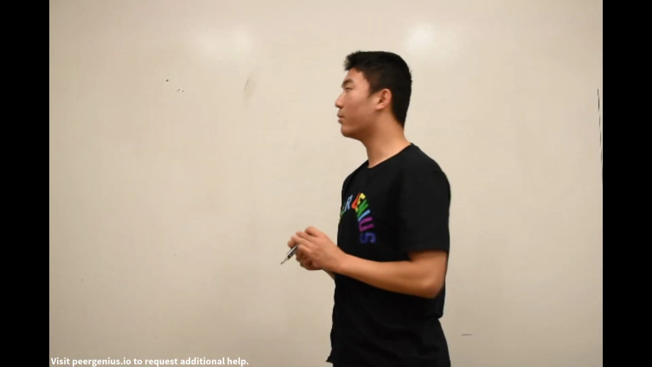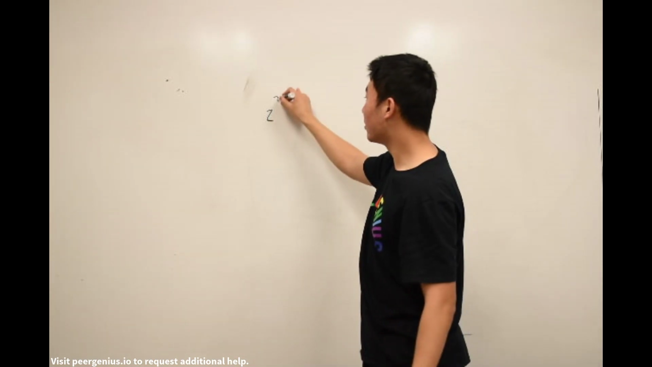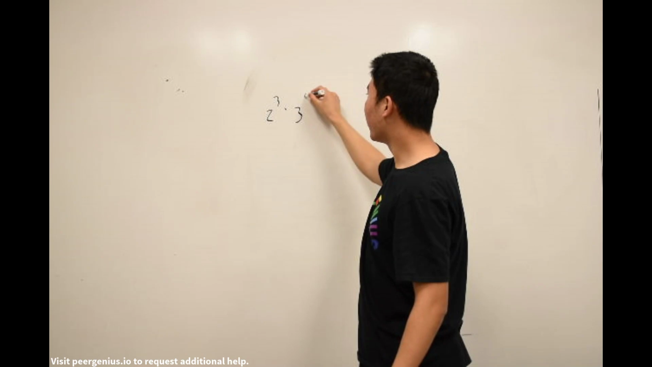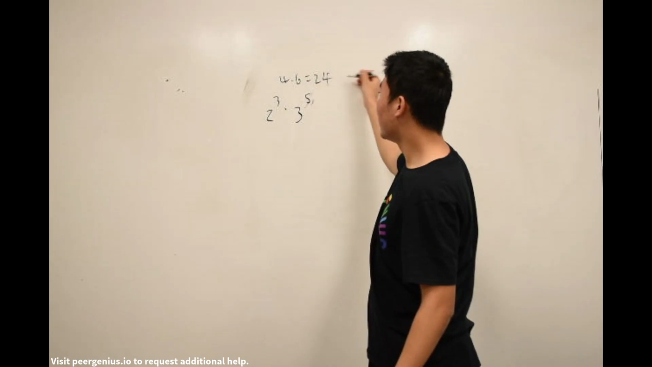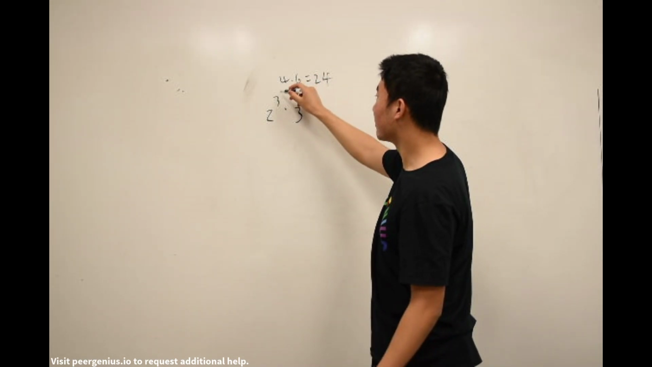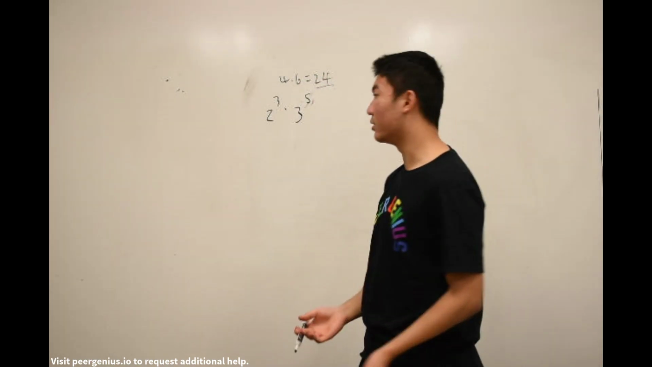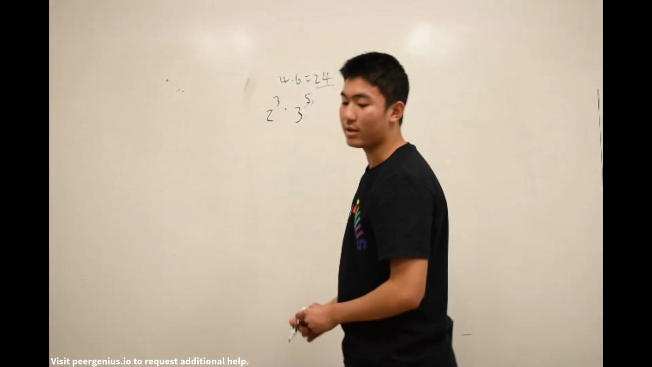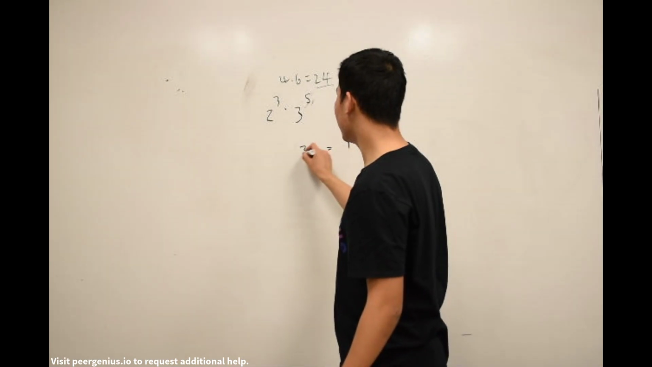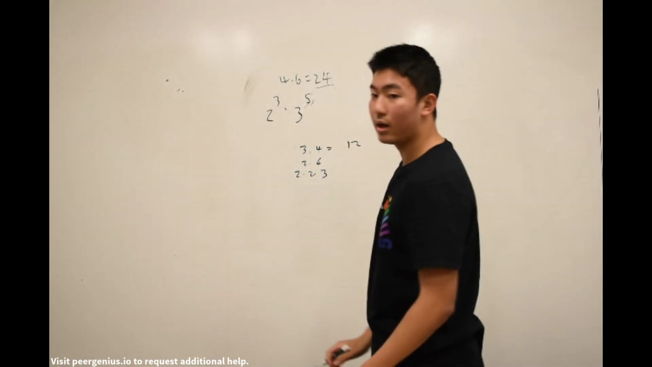What is the least integer with exactly 12 divisors? For this problem, we have to use prime factorization. For example, if we have 2 to the 3 times 3 to the 5, there will be 4 times 6 equals 24 factors, because we add 1 to each exponent. So for exactly 12 divisors, 12 can be factored as 3 times 4, 2 times 6, and also 2 times 2 times 3.